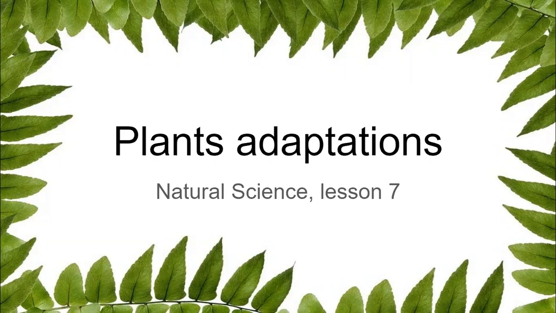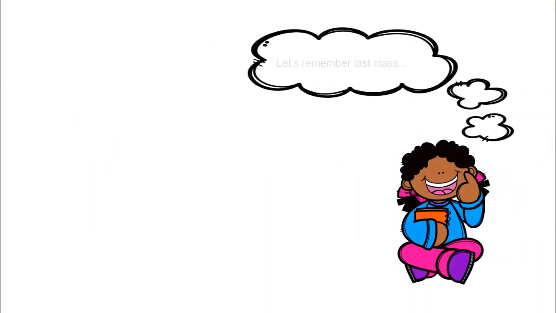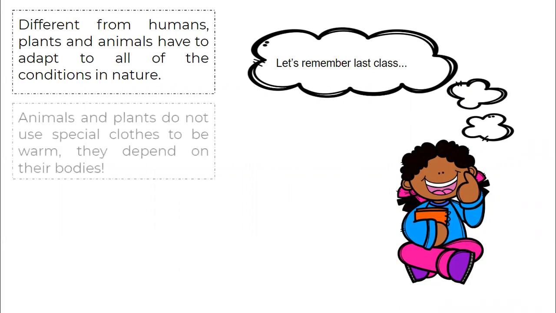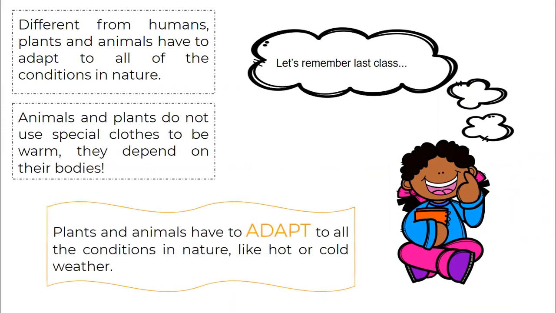Today, we're going to continue learning about adaptations. So, let's remember last class. We said that different from humans, plants and animals have to adapt to all the conditions in nature. Animals and plants do not use special clothes to be warm. They depend on their bodies. Plants and animals have to adapt to all the conditions in nature, like hot or cold weather.